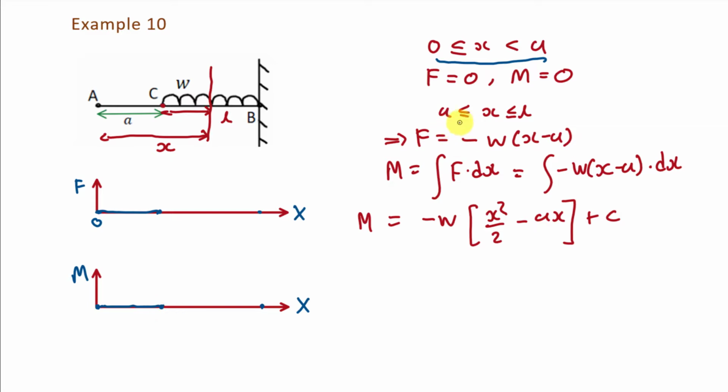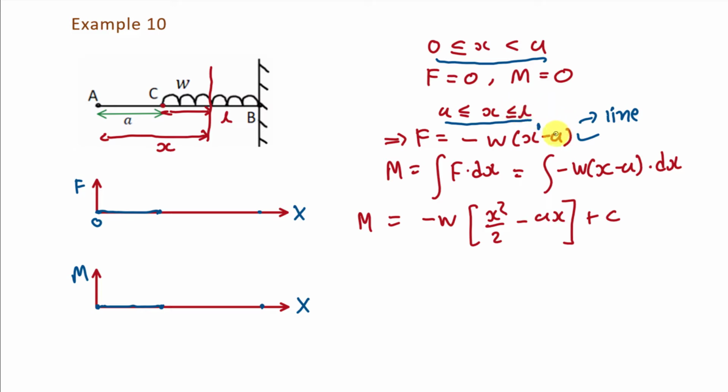Now we are going to take this interval. In this interval, the value of shear force is this. Here you can see that the power of x is 1. So it will be the equation of a line. Now to draw a line, we will take 2 points. First is at x is equal to A, and second is at x is equal to L.